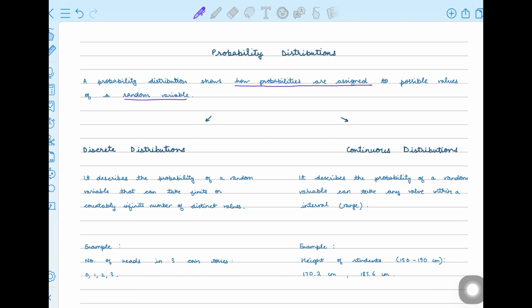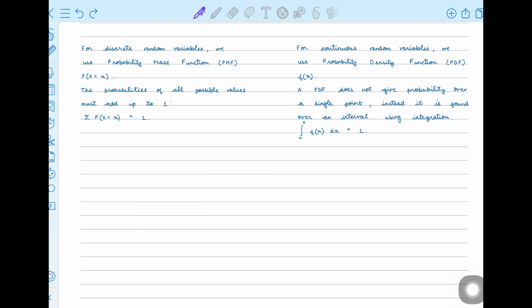A discrete distribution is used when the random variable takes specific countable values. For example, the number of heads in 3 coin tosses can only be either 0, 1, 2, or 3. A continuous distribution, on the other hand, is used when the variable can take any value within a range. For example, the heights of students in this range can be either 170.2 centimeters or 185.6 centimeters, etc.